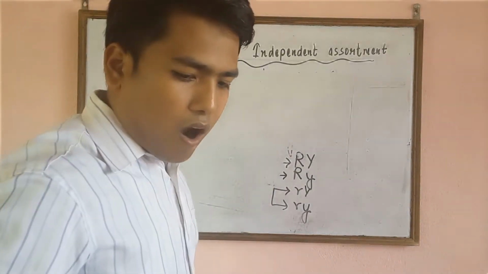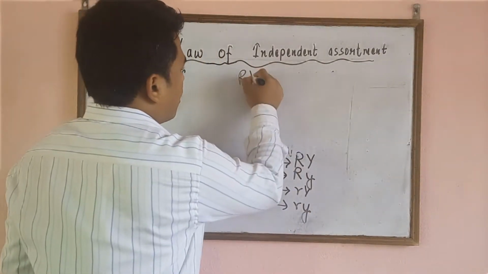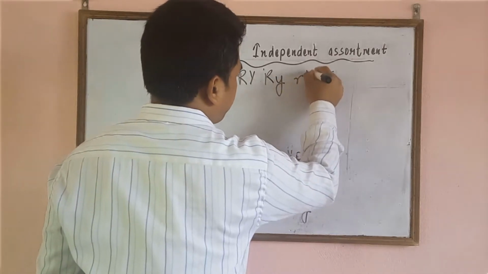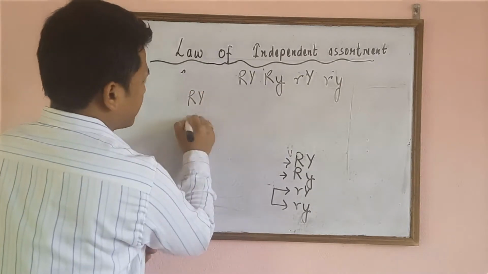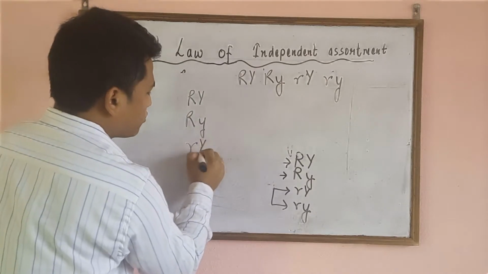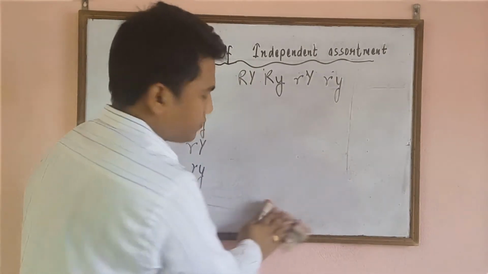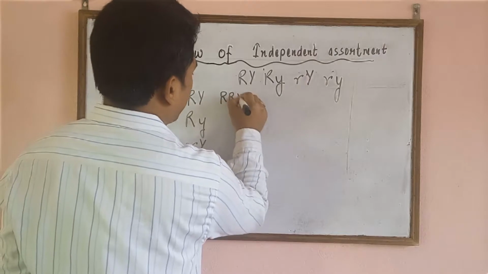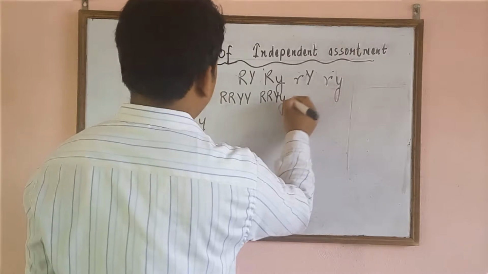So if you see here, RY, small r, capital Y. Similarly, here will also be the same gametes, because we are self-pollinating it. So what will be the product now? The product will be capital R, capital R, capital Y. You can write the product in this way.